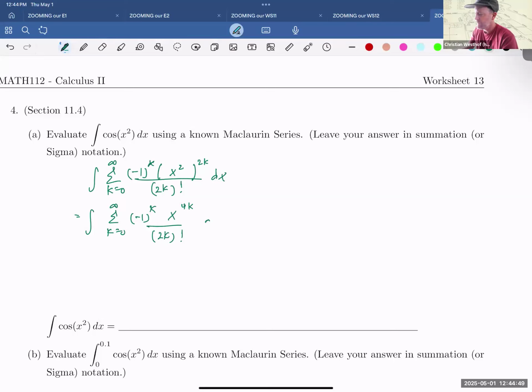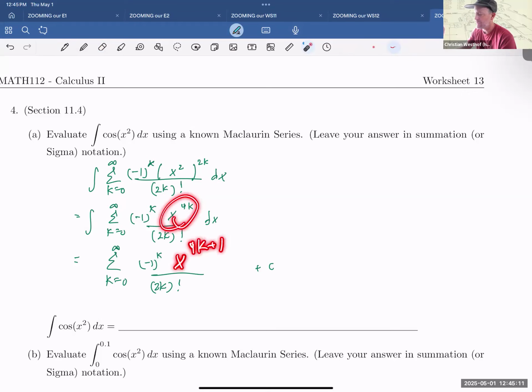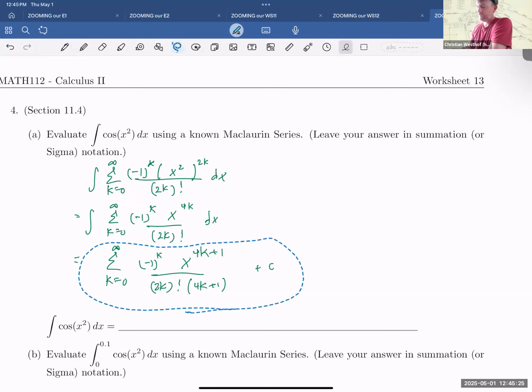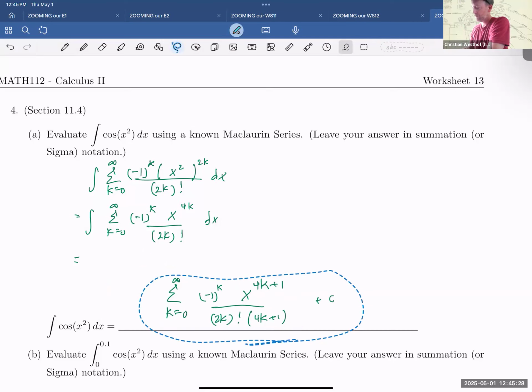Dx. Then, okay, so you integrate, keep the sum as it is, negative 1 to the k, x to the 4k. Here, let's do this. So you'd still have 2k factorial down there. That does not change. You get a plus c. The x to the 4k piece, this one, you do the power rule: x to the 4k plus 1 over 4k plus 1. That's what's happening. X to the 4k plus 1 over the entire new exponent. That's the power rule.